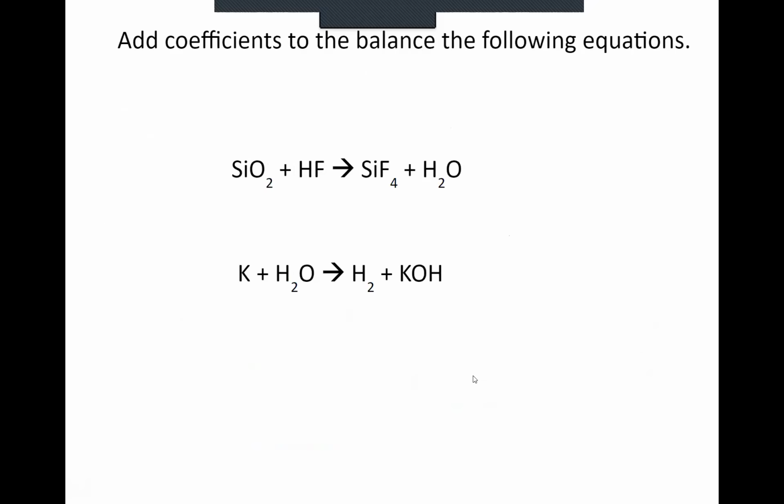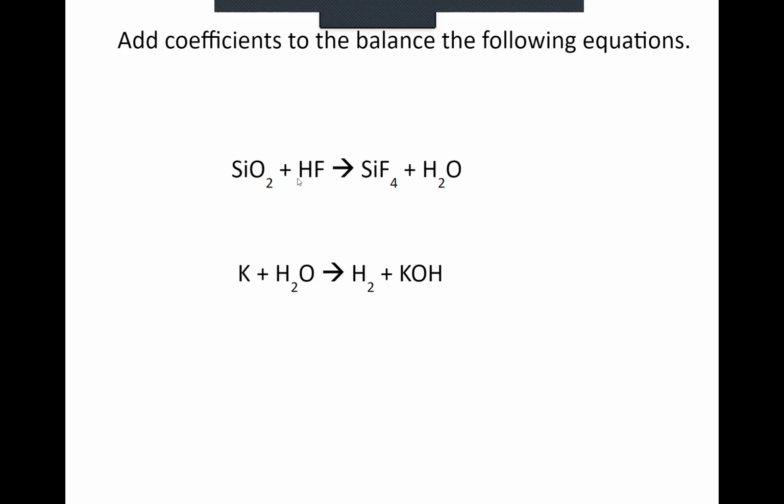Let's do another couple of sample problems. If I give you these equations and I ask you to balance them, you might say, okay, let's tackle the top one first, SiO2 plus HF yields, when you hit the arrow, you say yields, SiF4 and H2O. Right off the bat, I can see that there's a problem with the Fs. I can see 1 fluorine atom on the left side and 4 on the right, so I need a lot more fluorines on the left side.